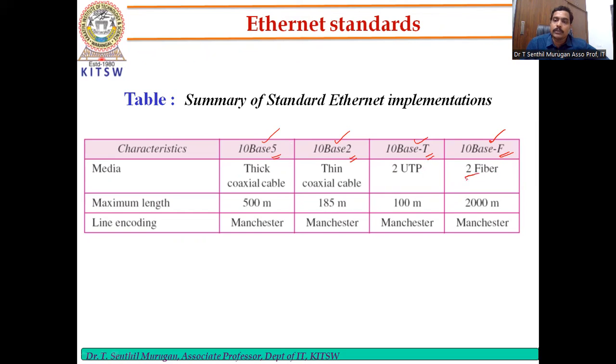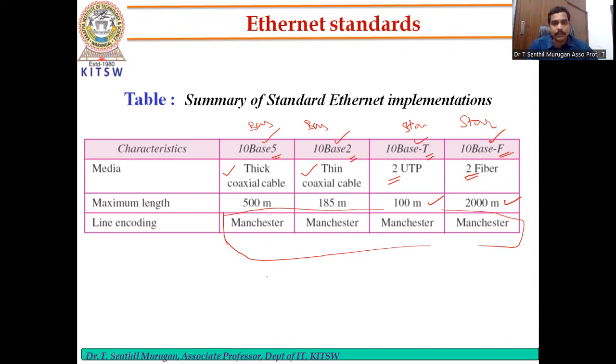So what cables are used? 10 base F uses fiber optical cables, 10 base T uses unshielded twisted pair cables. Here only coaxial cables are there. So these two are using bus topology. Okay. So these two are using star topology. Maximum length we already discussed: 100 meters and 2000 meters. All the Ethernet standards are using Manchester line encoding and decoding schemes. It is using the Manchester method.